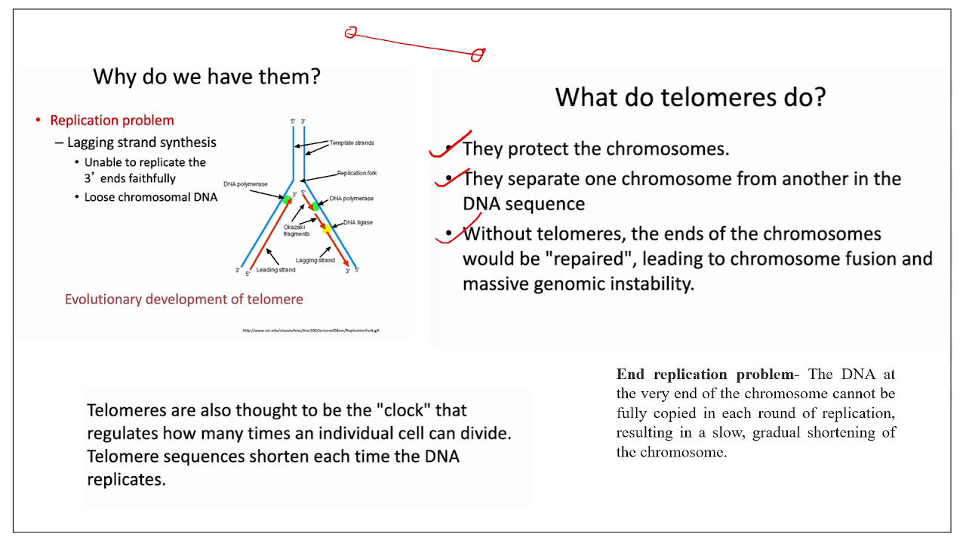If the telomeres are not present, then what will happen? Then the cell will be unable to divide, because there is a chance of the loss of important genetic material. So telomeres decide how many times a cell can divide.